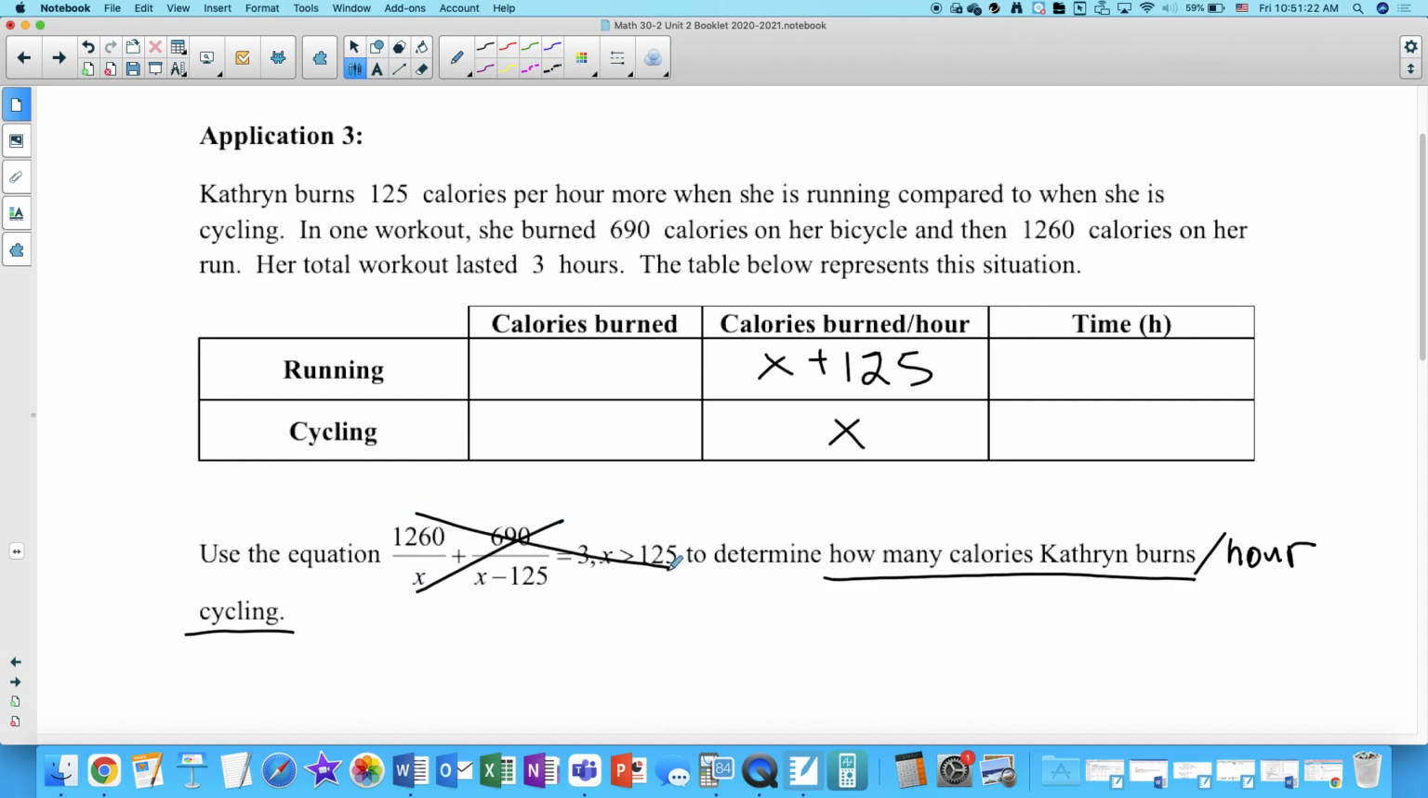We're going to use a different equation. Okay? All right. Now, what else do we know? We need to also put in one column of this chart information that's given to us in the problem. So what else can we plug in here?